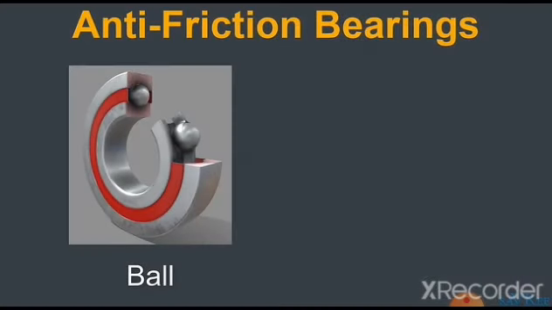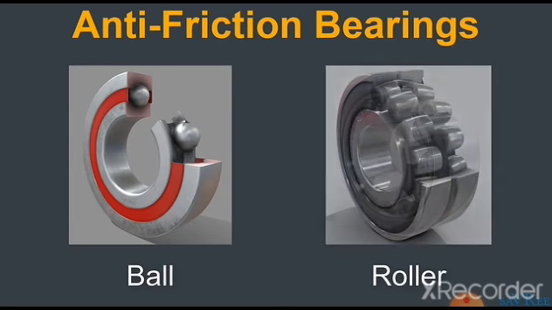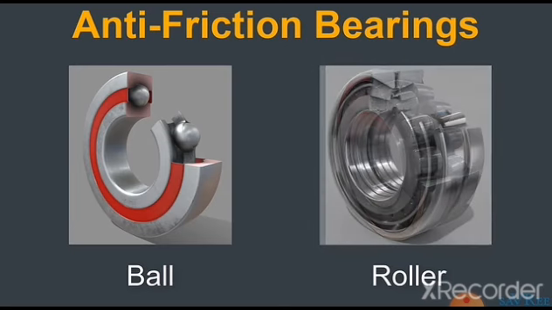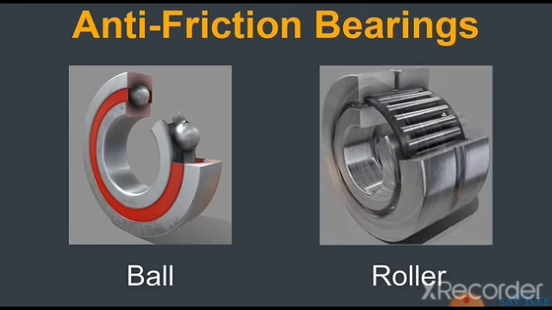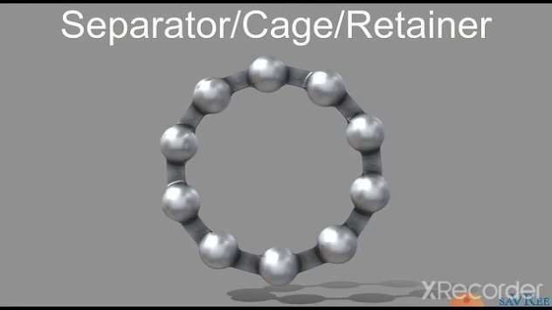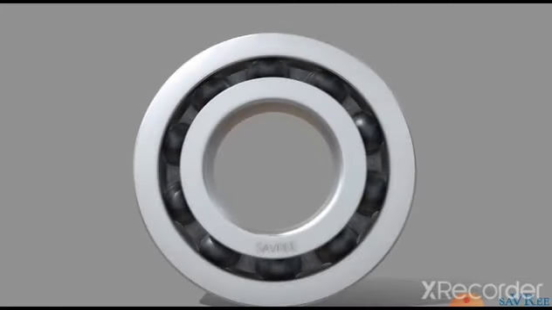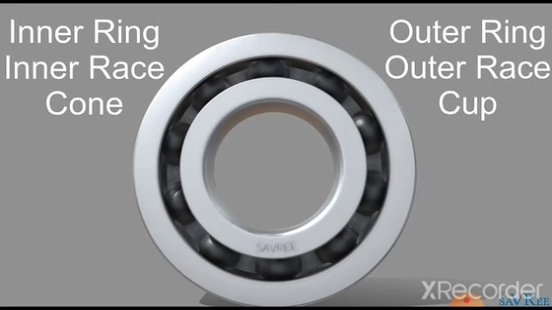To recap, the balls form the rolling element of a ball bearing. For roller anti-friction bearings, the rolling elements may be cylindrical, barrel, tapered, or needle-shaped. The separator is used to evenly space the rolling elements apart. The separator is also known as a cage or retainer. The rolling elements are sandwiched between an inner ring and an outer ring, also known as an inner race and outer race, or for tapered bearings, a cone and a cup.